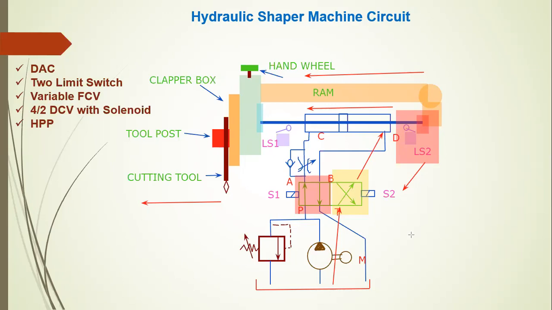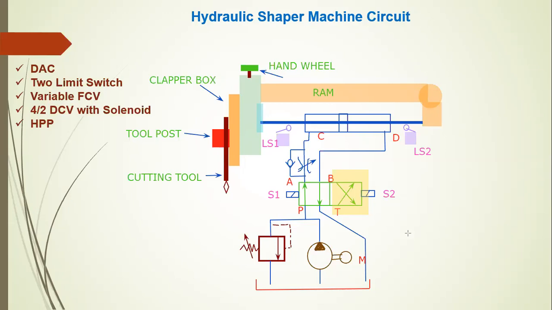At this time the first or forward stroke is active in the shaper machine, and this process continuously repeats, called a reciprocating process. This reciprocating machine requires a cutting tool, and the cutting tool reciprocates on the stationary work and cuts the metal from the job. This is the process of the hydraulic shaper machine circuit. That's the complete drawing and understanding of the hydraulic shaper machine circuit.